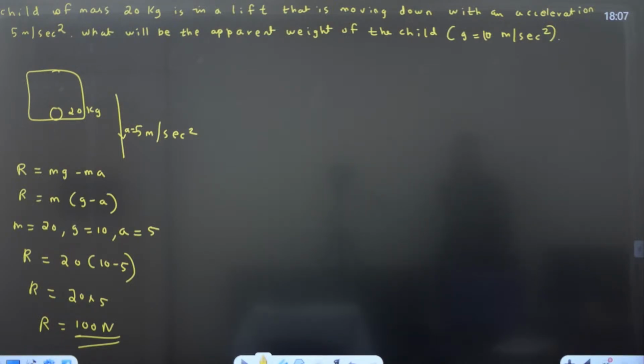Apparent weight is the normal reaction. There is no need to do 100 by 10. Why are you dividing 100 by 10? Weight is mass into gravity, right? So what is the apparent weight? 100 Newton.